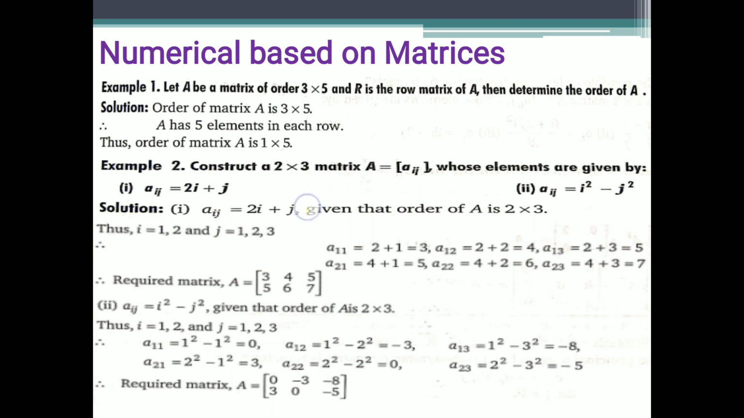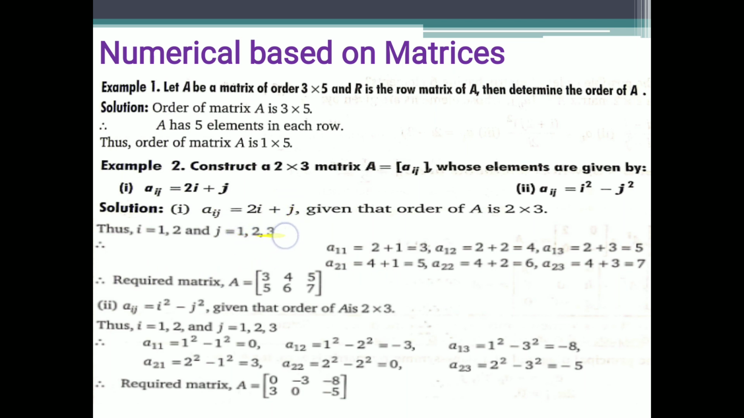So how to find out the elements? Now see here. In the first element, that is first row and first column, A11, I place 1 in place of i and 1 in place of j, correct? I's values are 1 and 2 because there are 2 rows, and j's values are 1, 2, 3 because there are 3 columns. So if I want A11, that is Aij, I have to place 1 in place of i and 1 in place of j.